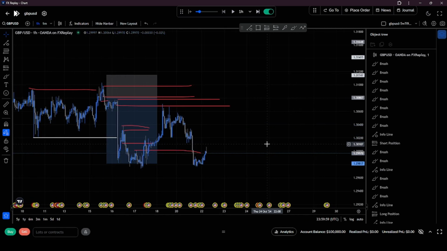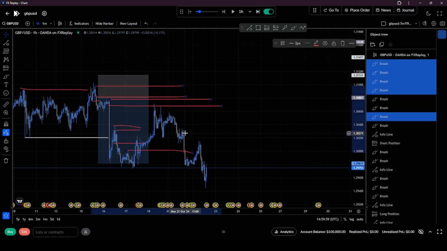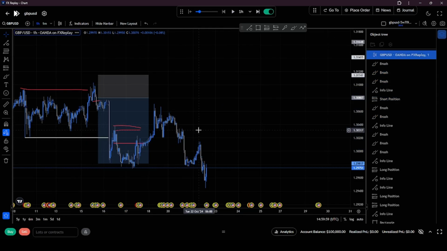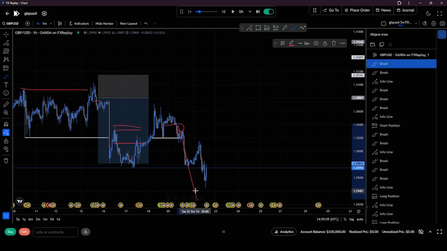You see, yes. So after sweeping that major inducement, price gave a lower time frame shift here, mitigated the fair value gap, and then this out.